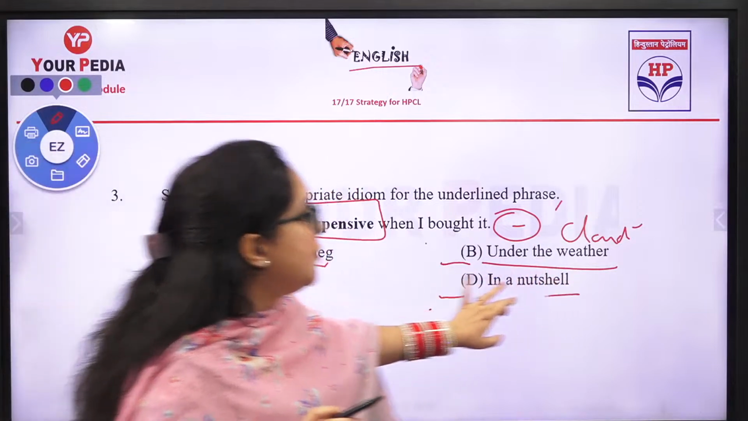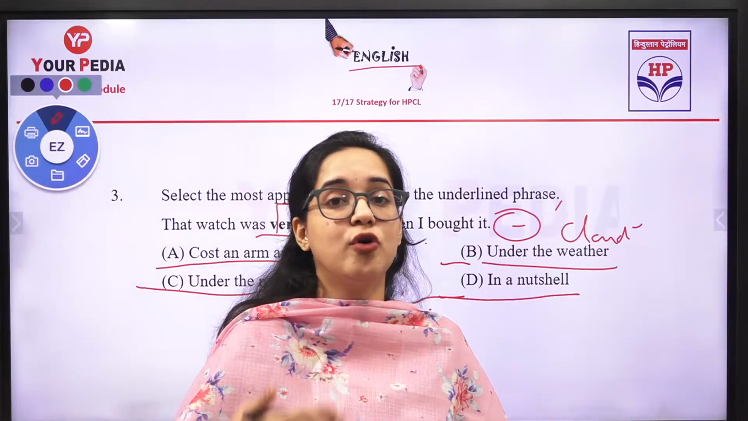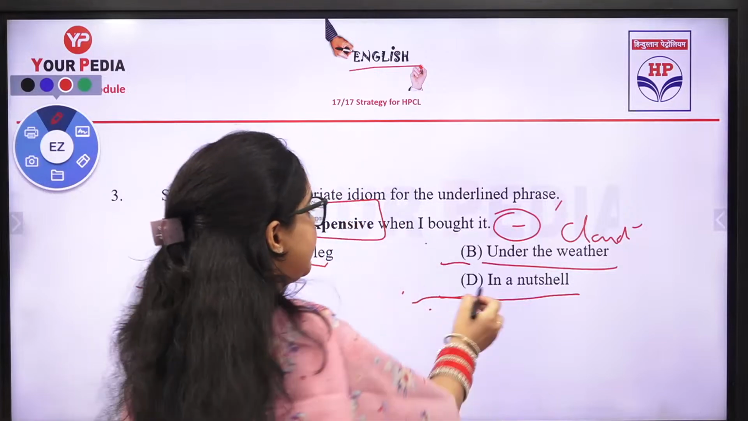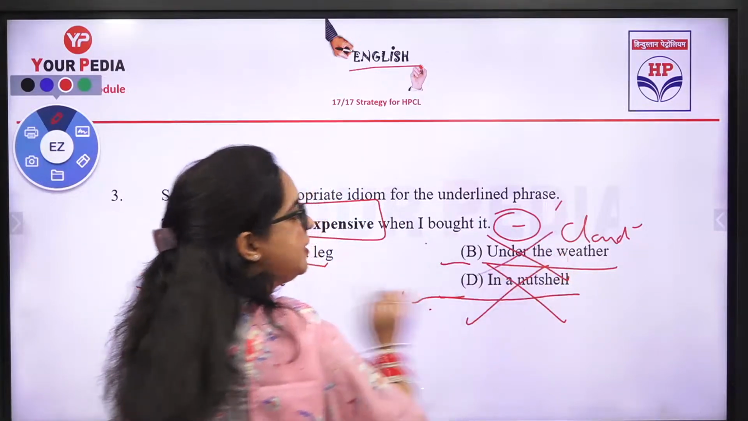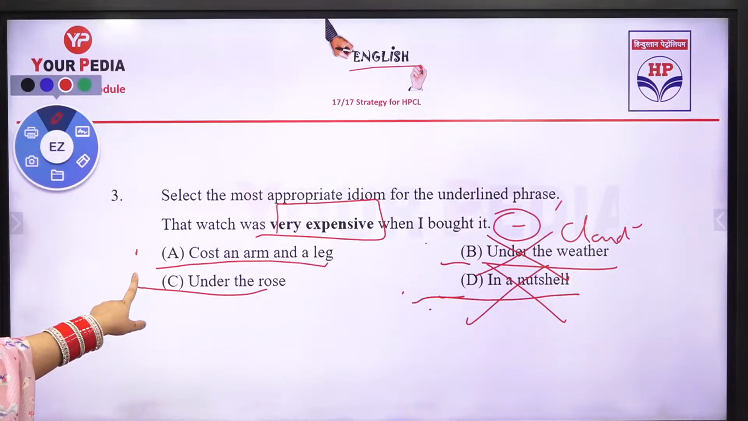In a nutshell, we used to say it, in a nutshell, I want to say this. That is in terms of conclusion. While concluding, wrapping up something, we use in a nutshell. Both the terms are eliminated. We're left with two things. Everyone answered this, but let us know the meaning of under the rose also.